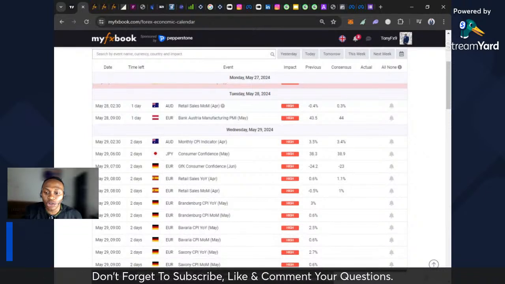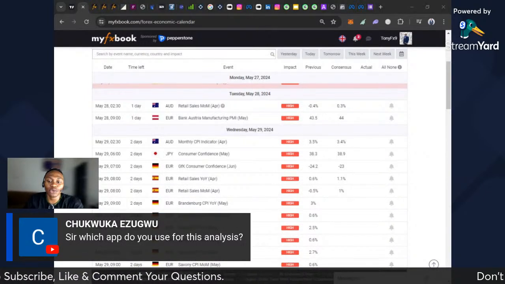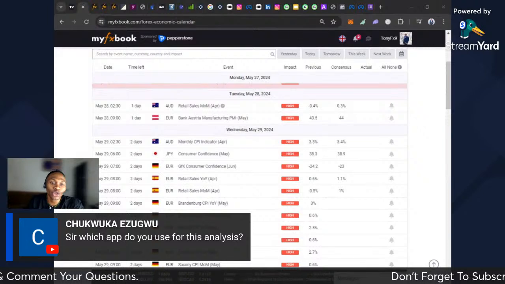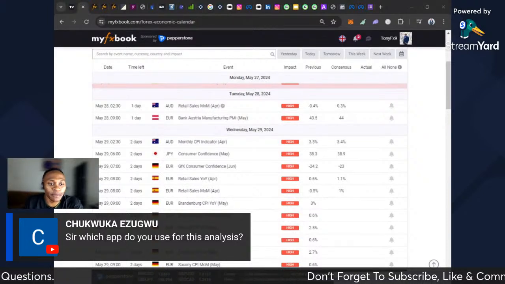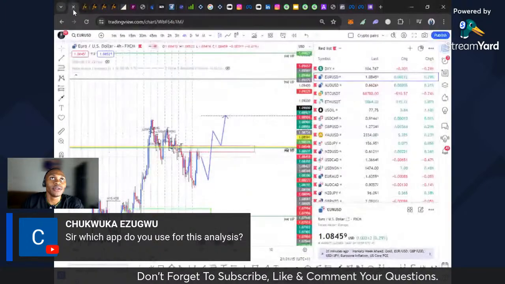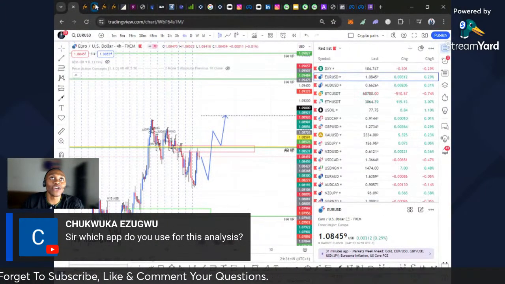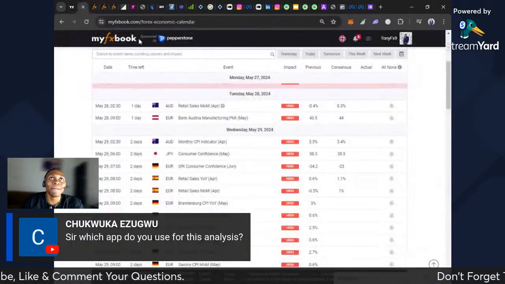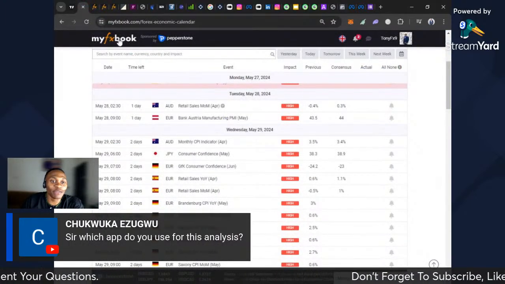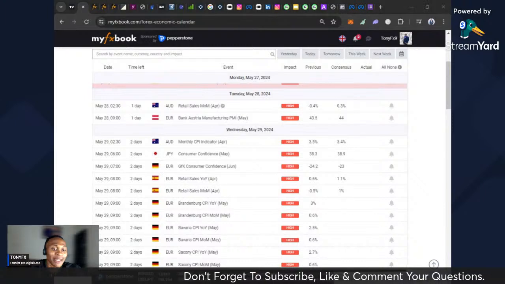Okay, so Chukwuka Ezubu has a question. He says, sir, which app do you use for this analysis? Okay, I use two apps. I mentioned it at the beginning. The first one is TradingView. This is the app I use to analyze the chart. And then the second one is my FX book. You can see it up here. It gives me fundamental and sentiment analysis.